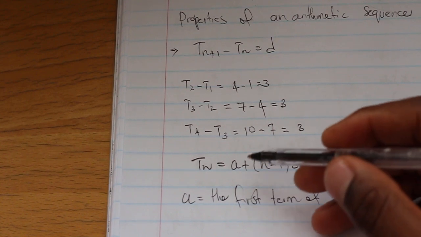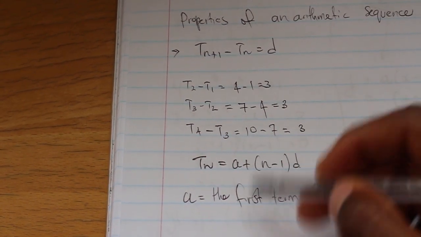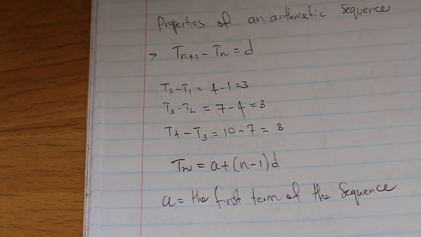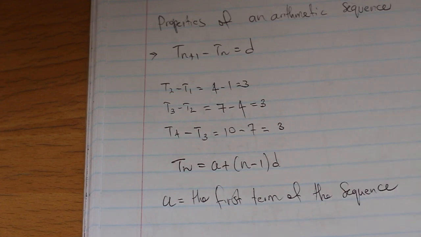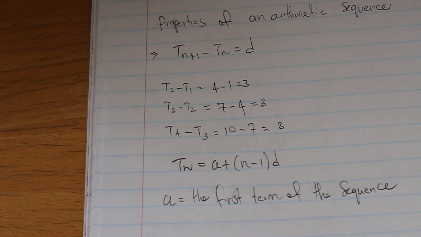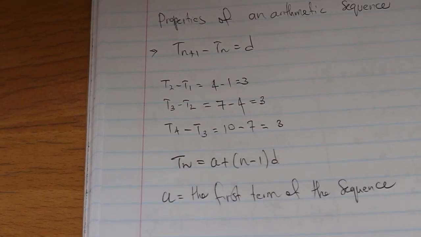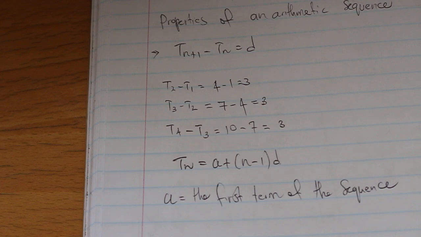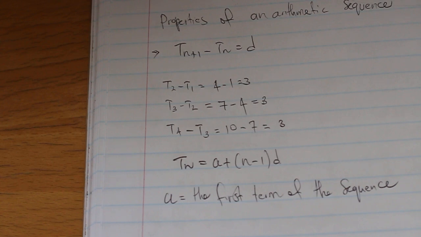To find the general term, all you need is the A and the D, because it has to be in terms of n. A is the first term of the sequence, and remember what we use the general term for. For instance, let's suppose that they're asking for term number 500. Without the general formula, you won't be able to find term number 500. Otherwise, it will take you like 5 days or so. That's why it's easier for us to use the general formula.